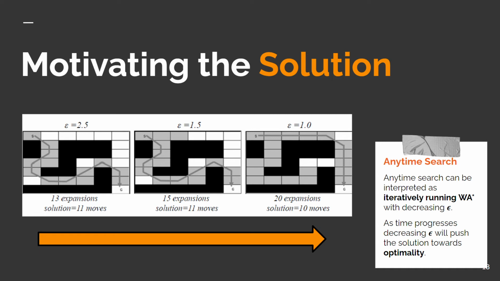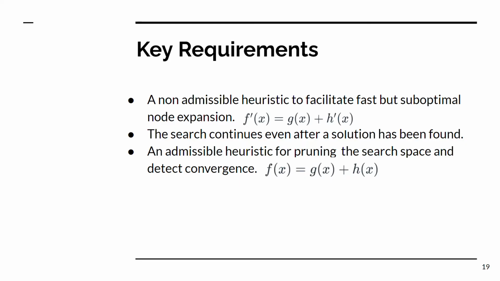This shows that as the weight is decreased, the solution becomes more and more optimal, while the number of node expansions increases. Hence, anytime search can be interpreted as iteratively running the weighted A star algorithm with a decreasing weight. As time progresses, the decreasing weight will push the solution towards the optimal. Anytime search in this way iteratively updates a coarse solution and makes it finer and finer as time progresses.